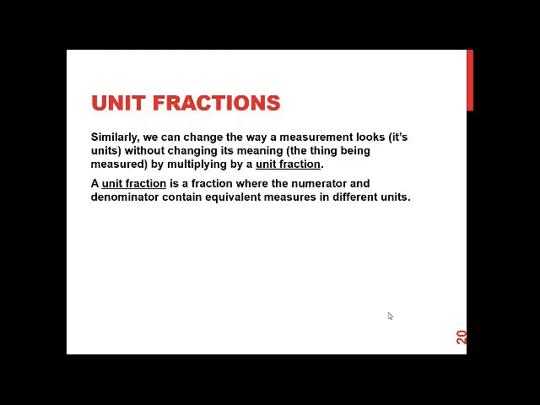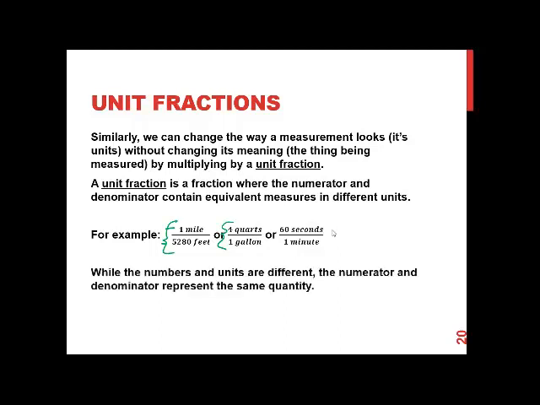A unit fraction is a fraction where the numerator and denominator contain equivalent measures but in different units. For example, we could have 1 mile over 5,280 feet. 1 mile, 5,280 feet. If you measured both of these, you would end in the same place. This is a unit fraction. 4 quarts is the same as a gallon. The two quantities are the same, so we can multiply by this unit fraction without changing the meaning of whatever we're multiplying by. Same goes for 60 seconds and a minute. So while the numbers and units are different, the numerator and denominator represent the same quantity.